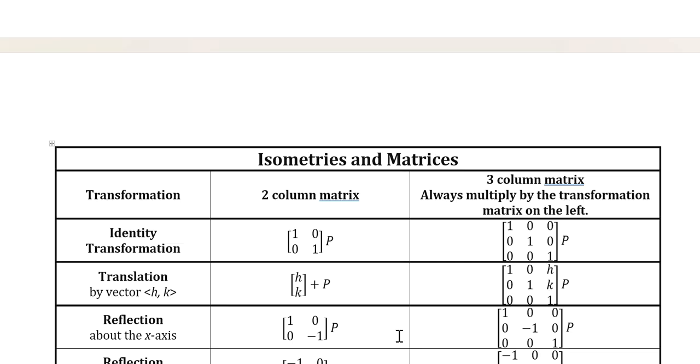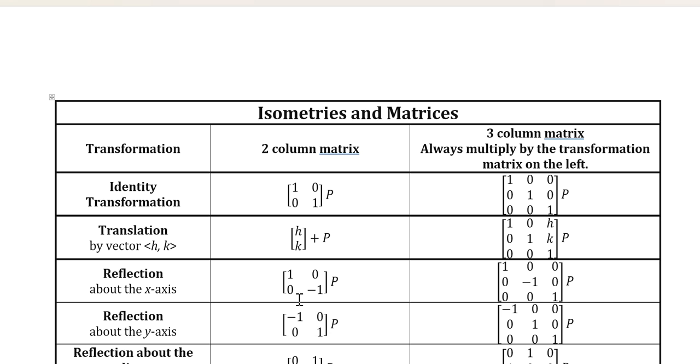Here are some specific reflections. If you multiply by the matrix 1, 0, 0, negative 1, that's going to reflect over the x-axis. That will end up changing the sign on y, but leave the x alone. And in this version, it's the same thing, 1, 0, 0, 1 up here in the upper left corner, with 0, 0, 1 down the last column, and of course 0, 0, 1 always on the last row.